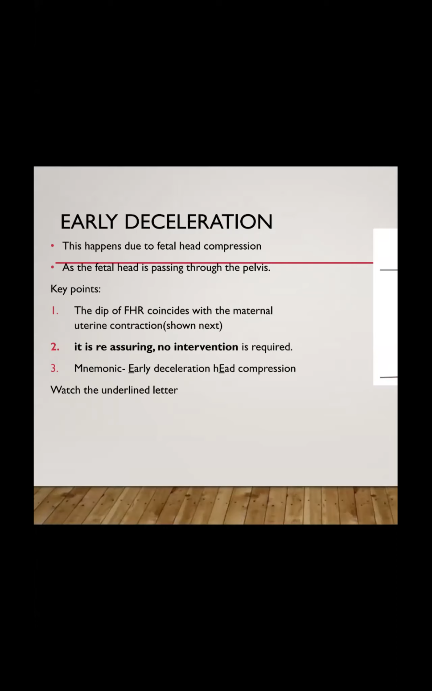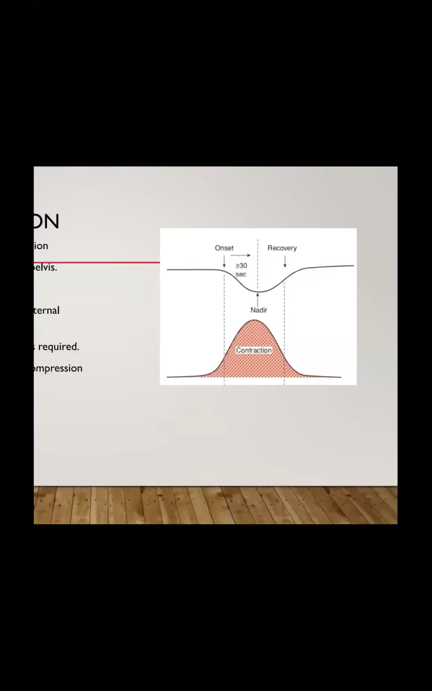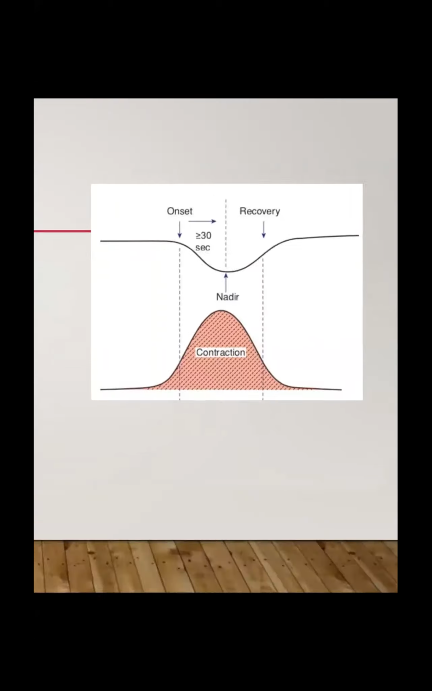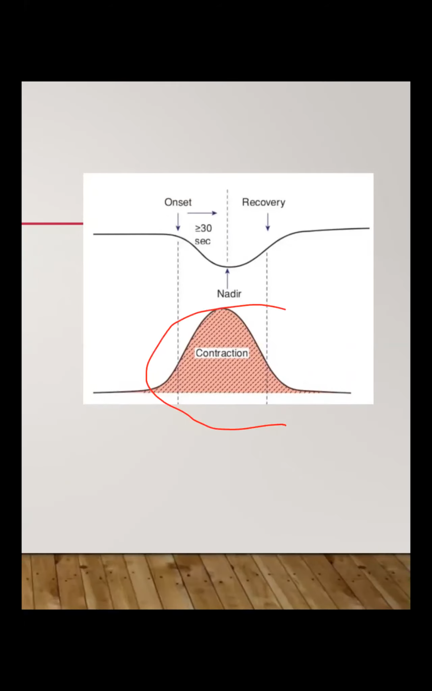As the fetal head is passing through the pelvis, the dip of the fetal heart rate coincides with maternal uterine contraction. So see, these are the contractions and these are the fetal heart rate. So these coincide.